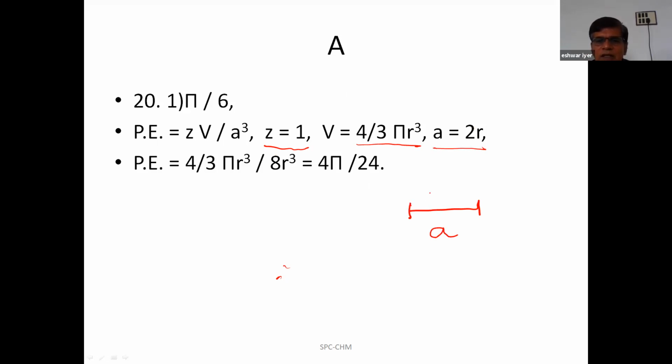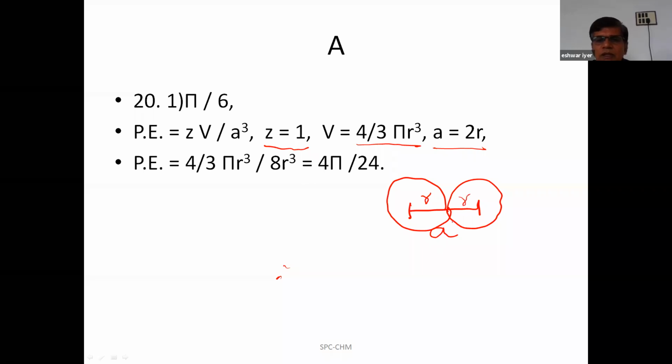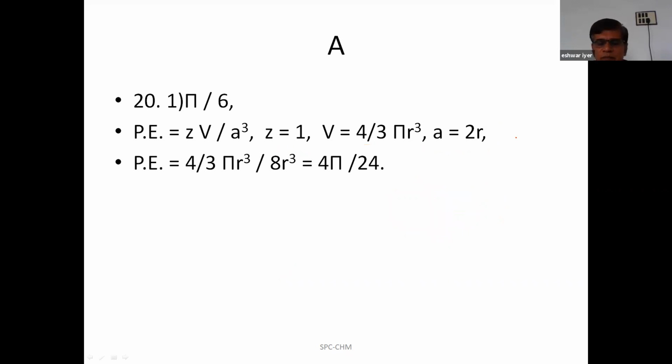If the length of a cube is A, where are the spheres? Here one sphere, here one sphere. So there are two constituents at the two corners. This is R, this is R. So A comes to 2R. Now from that you get the final answer, 4 by 24 pi, which is 1/6 of pi.